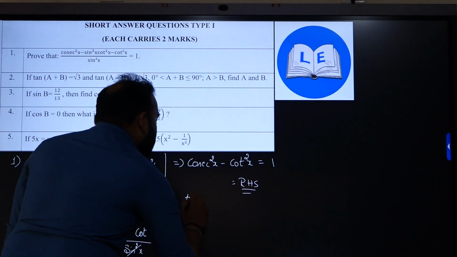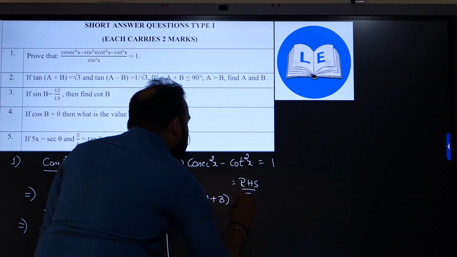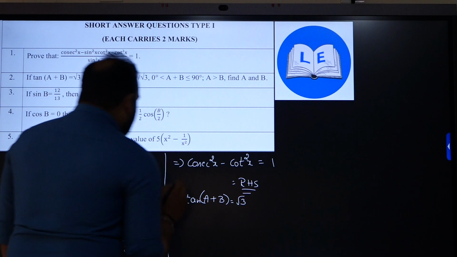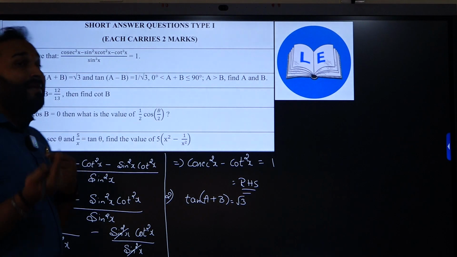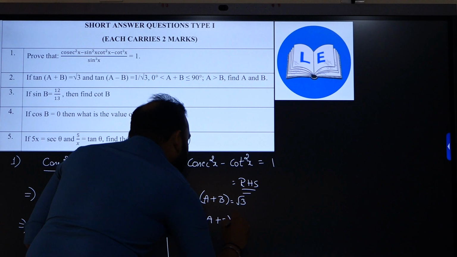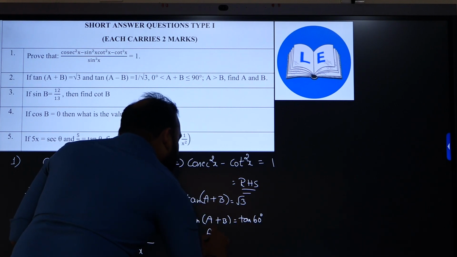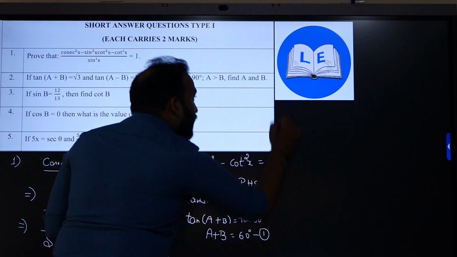So they have given us tan of A plus B is equal to root 3. Right children? Tan of A plus B is equal to root 3. And in the next step, I'll immediately write: when do we get root 3 in tan? Yes, it is when theta is 60 degrees. So I can write tan of A plus B is equal to tan of 60, wherein I can easily write my A plus B value is equal to 60 degrees. Let me take this as equation 1.